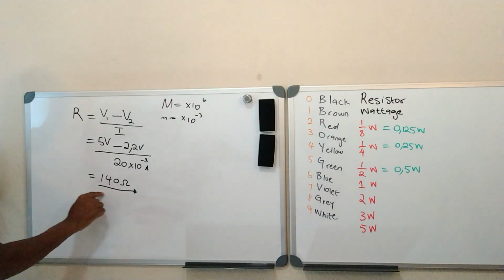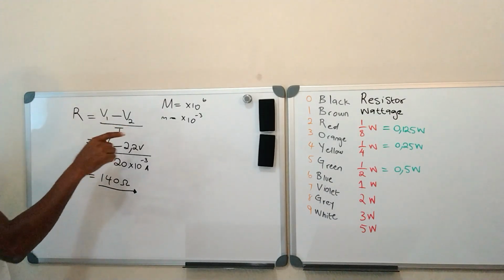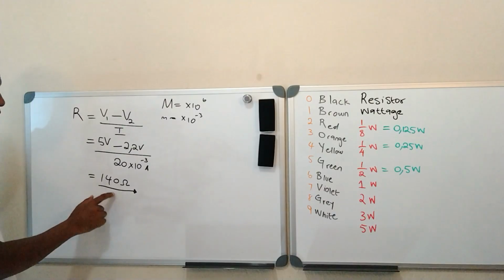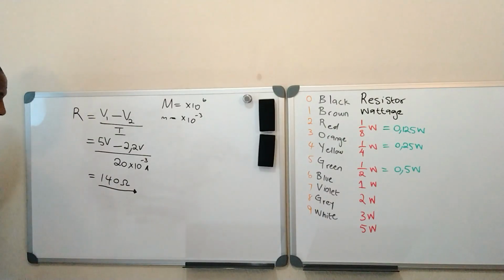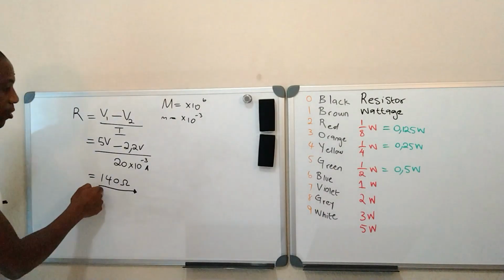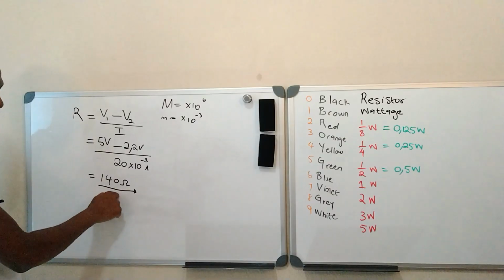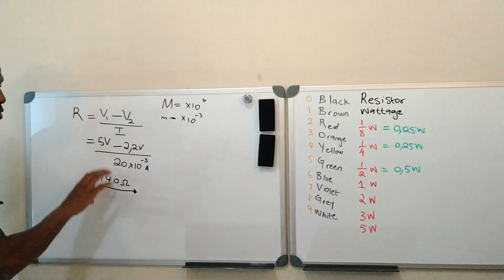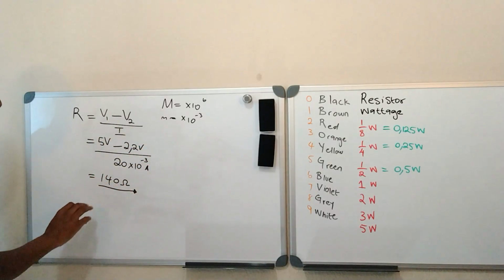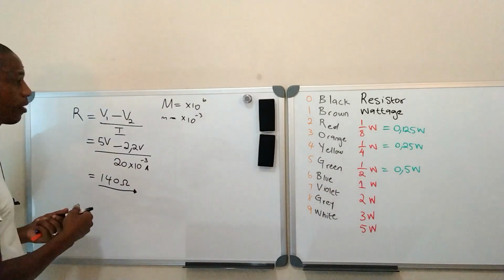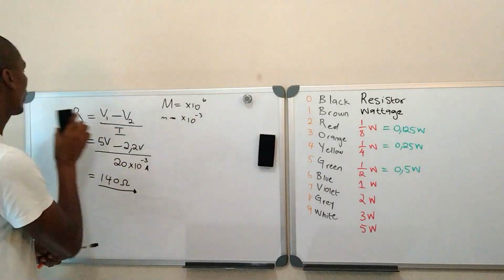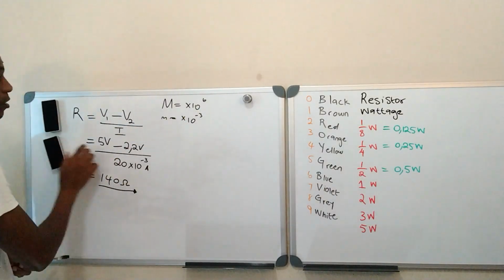So now the resistor value that we need to put in that circuit in order for the LED not to burn is 140 ohms. Are we done? Yes, sir. No, we're not done. So now we will need to determine the color code of this resistor. Let's say you're going to the shelf to look for this resistor. Are you only going to look for the number? If you only look for the number, you might struggle. It might take longer.